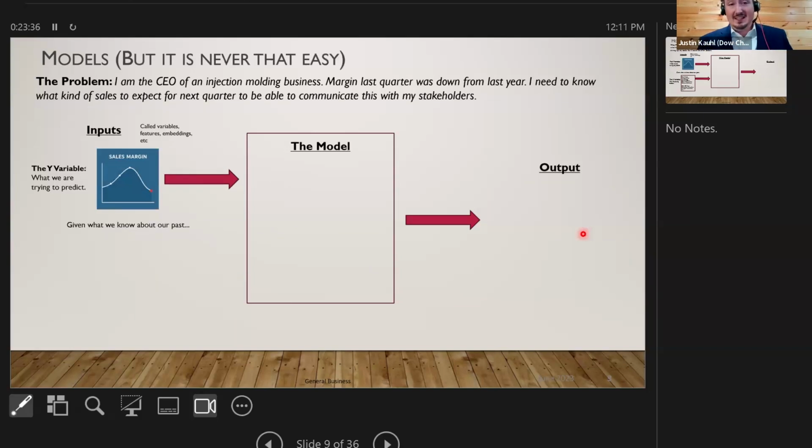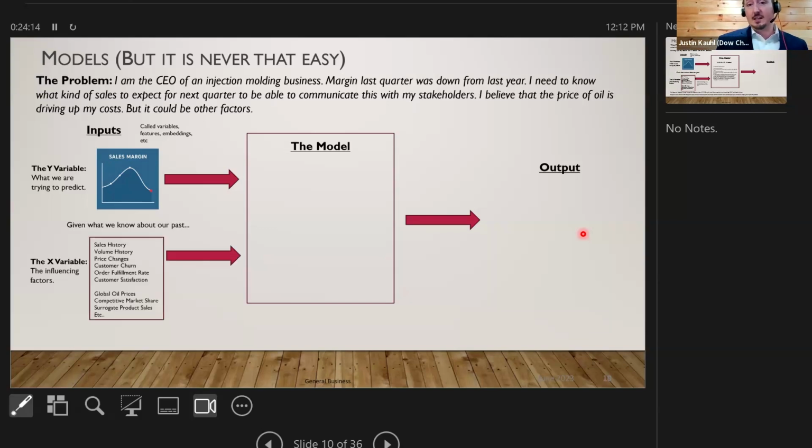But it's never really as easy as just simple arithmetic, right? So let's say our problem here is I'm the CEO of an injection molding business. Margins last quarter were down from last year. I need to know what kind of sales to expect for the next quarter and be able to communicate this effectively with my shareholders. So, okay, we're going to start with our sales margins. That's going to be an internal historical feed. We'll have that all broken up by maybe quarter or by month. And it's going to be a time series variable in this case. A time series variable is just something where you have a data point over time.